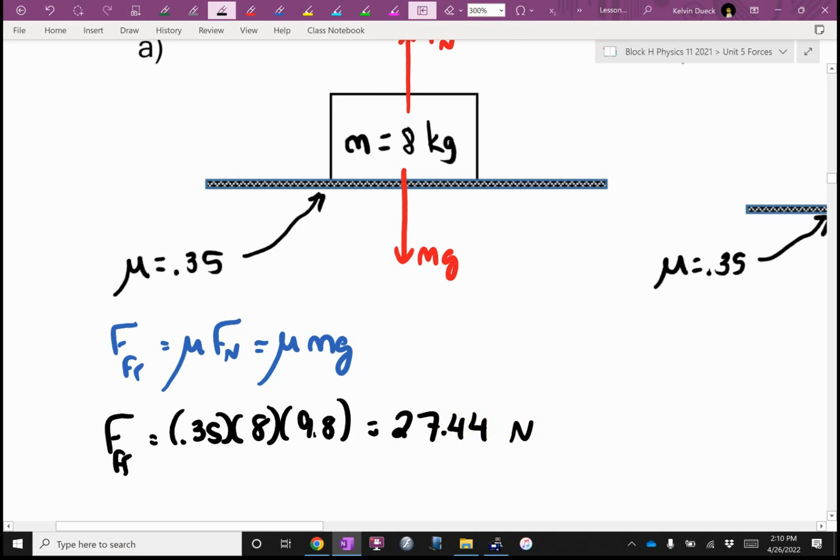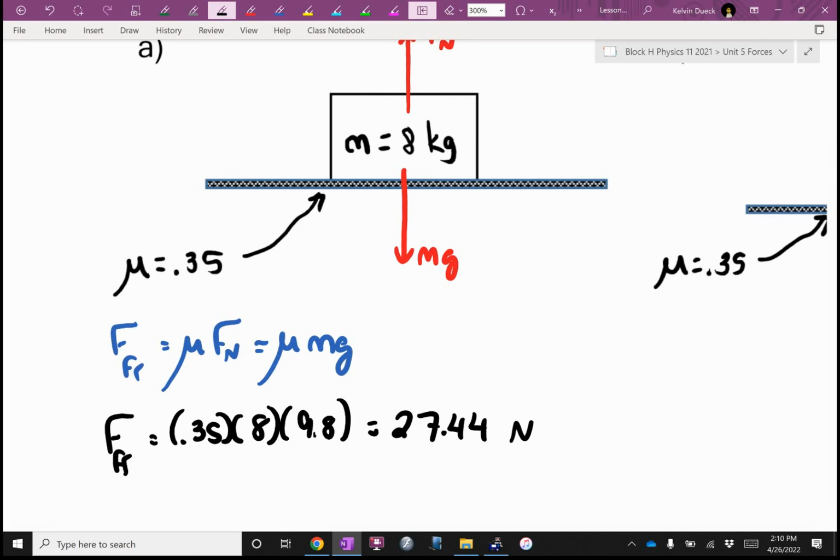Okay. So, Zana, what's the biggest friction can be? Read me that number. What if I pull with 20 newtons, though? How big will friction be in the opposite direction? Not 27.44. How big? 20. How do I know? It's not accelerating. What if I pull with 25? It'll be 25.